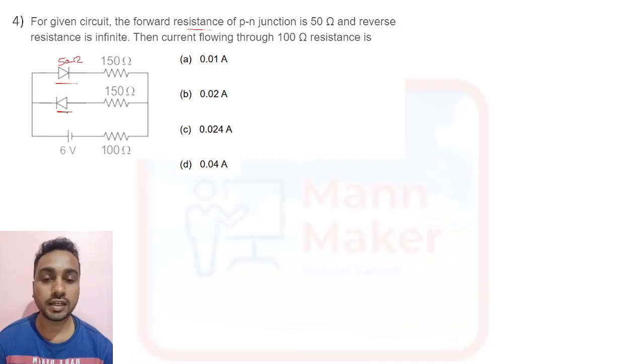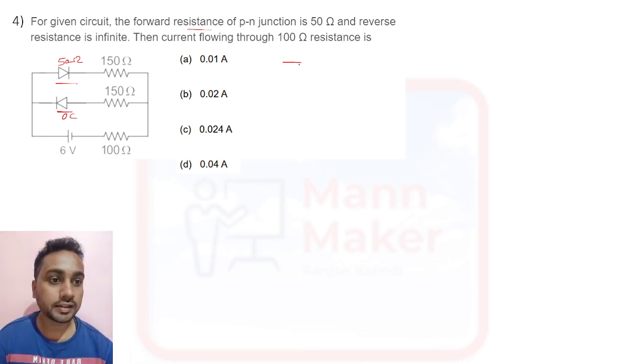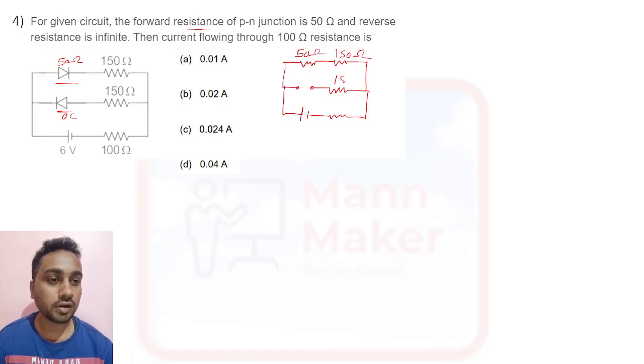Infinity means it will act as an open circuit. So we can redraw this circuit like this. We can change this one into a resistance, and we can make this circuit again. Infinity means open circuit, and this will be like this. Here a 6-volt battery, one resistor, and this is the circuit diagram. This is 50 ohm. This is 150 ohm. This is again 150 ohm, and this is 100 ohm, and this is 6 volt.